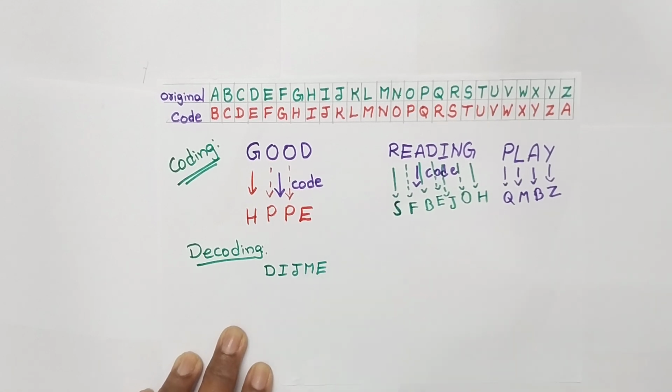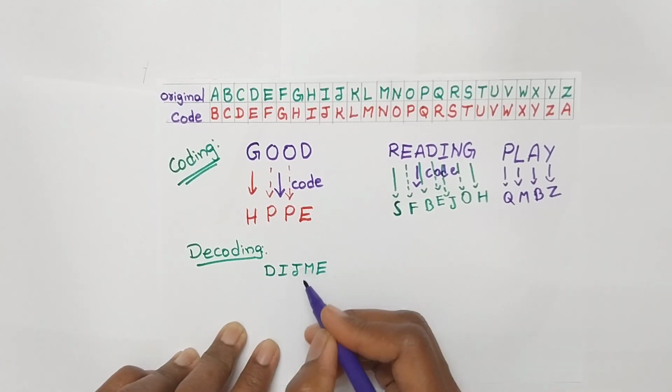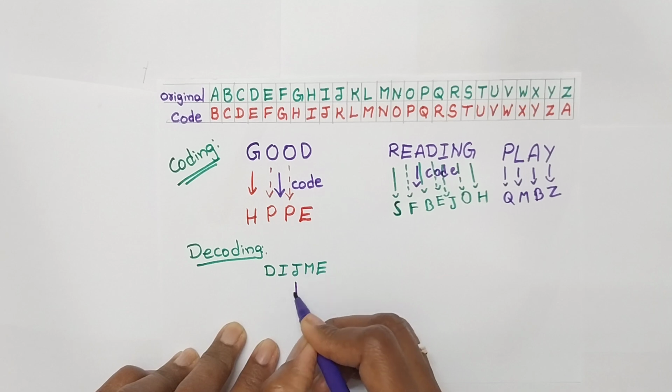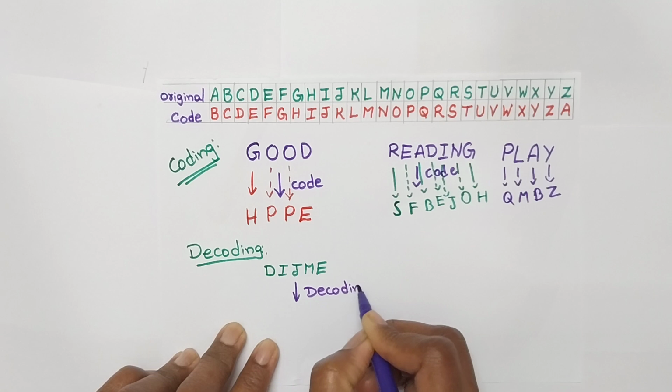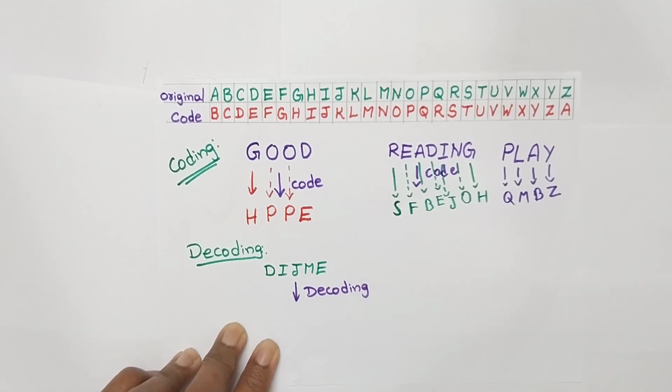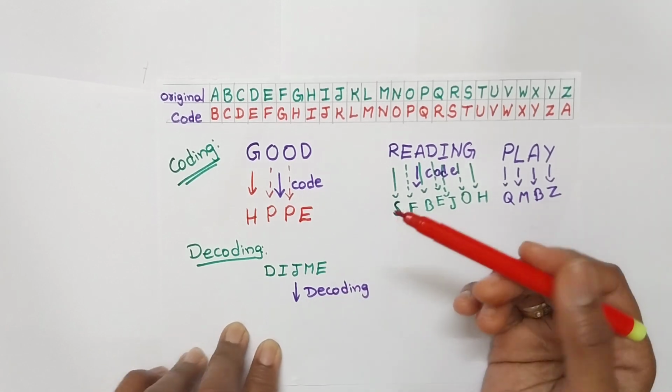This is some coded message. Here we are not seeing any meaningful word. Just after decoding, it will become a meaningful word. What is that meaningful word? We should know. For decoding, what do we have to do?